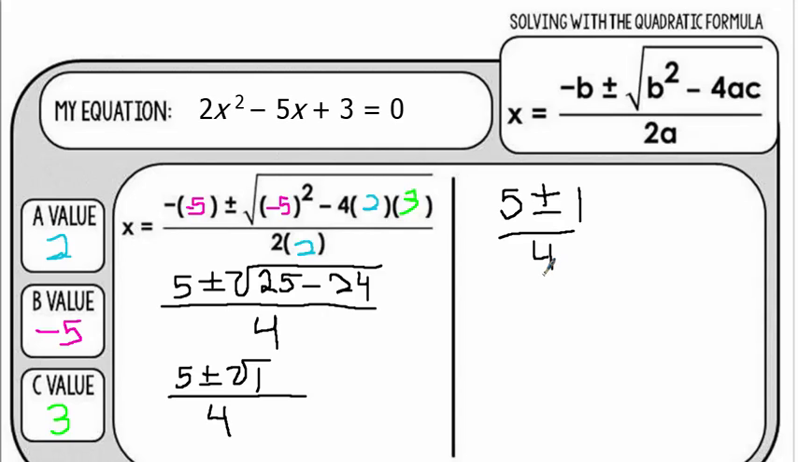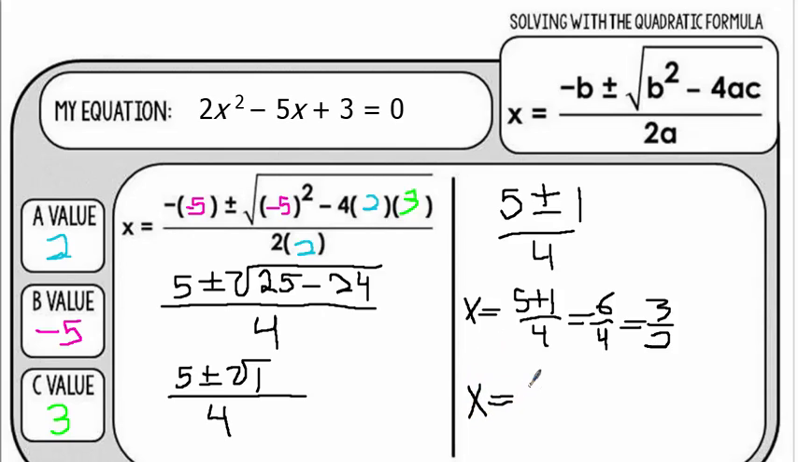Now, there are 2 problems in here, 2 solutions. The first one is going to be 5 plus 1 divided by 4, and that's going to be 6 over 4, which is 3 over 2. Please get used to leaving solutions as fractions. Then I can also do 5 minus 1 divided by 4. That's 4 over 4.